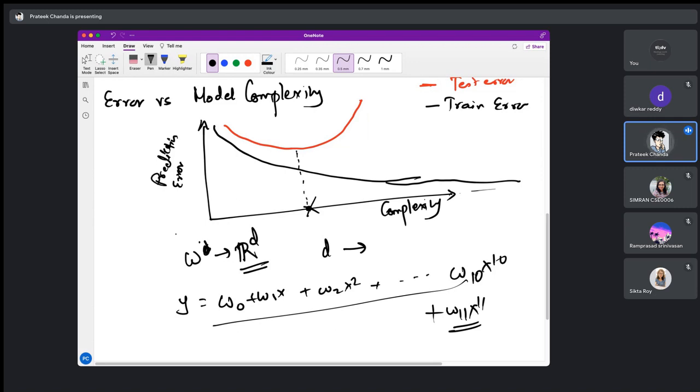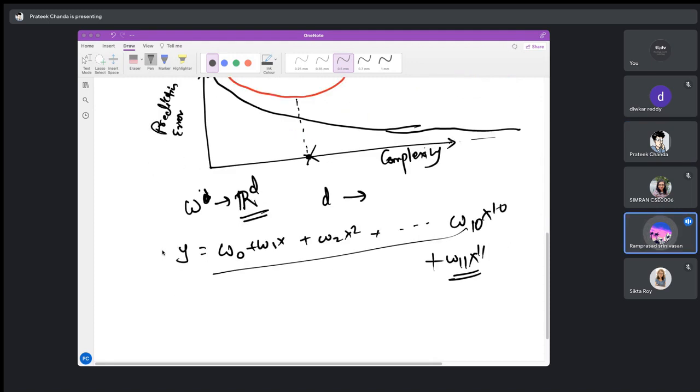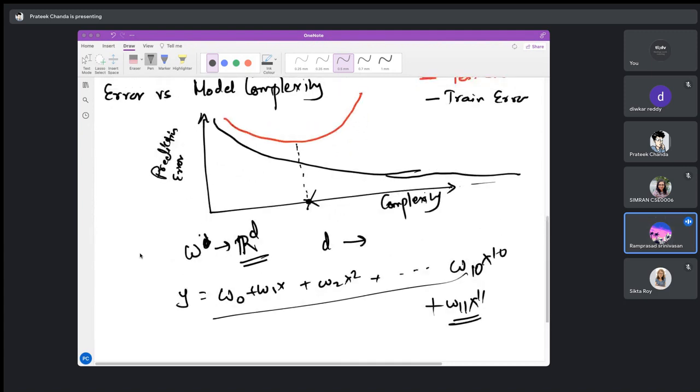Does that answer? Yeah, basically, you are saying that you need to plot this training and testing error to assess what's the optimal dimension of D that needs to be used. Yeah. So the optimal dimension of D would indicate my training error is also low and my test error is also low. That's my optimal model complexity.